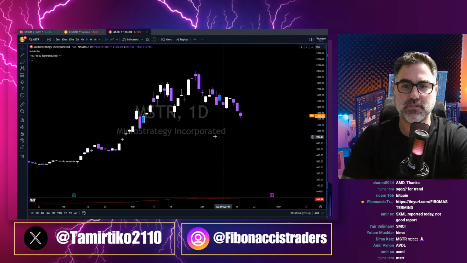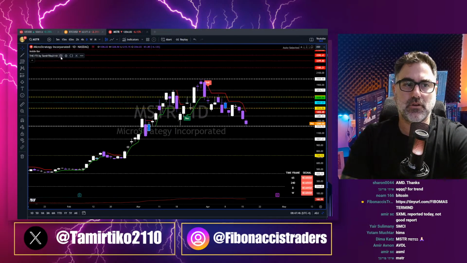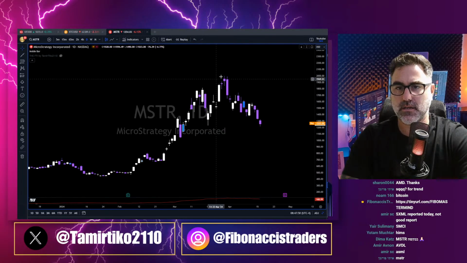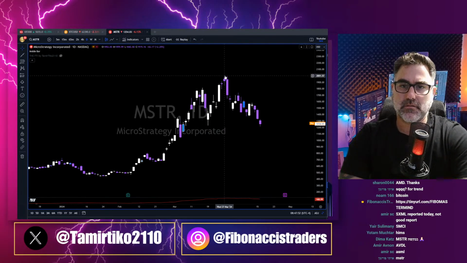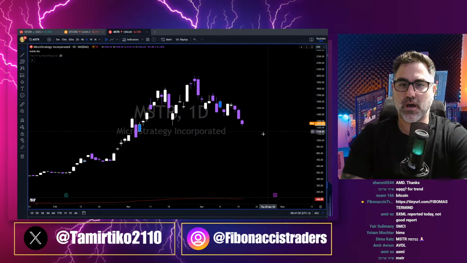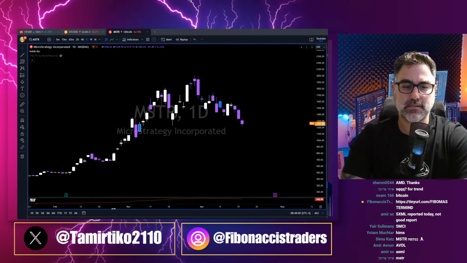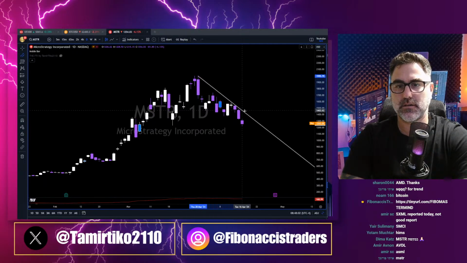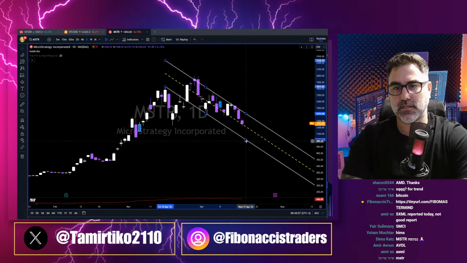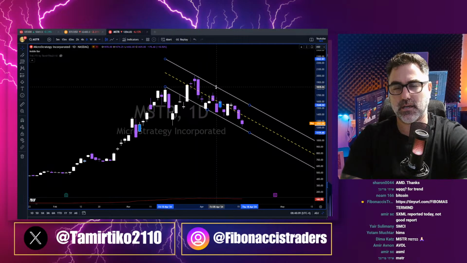MSTR. What do you see on MicroStrategy? You don't even need the FTI. Look at this. Since end of March, every day that goes by, every candle, lower highs, lower lows. MSTR is inside a downtrend channel. Like this, like this, like this.